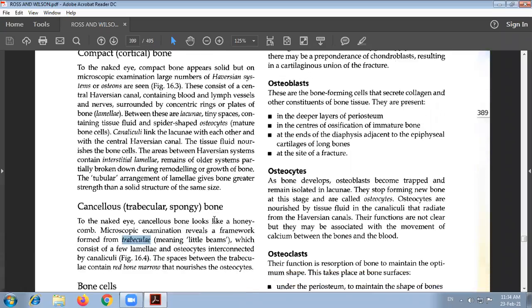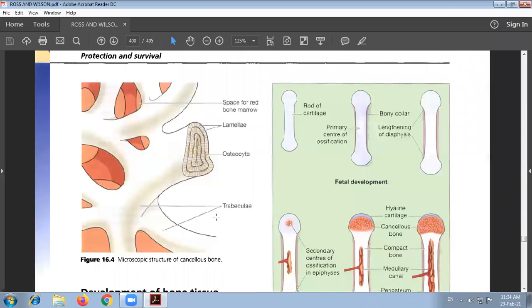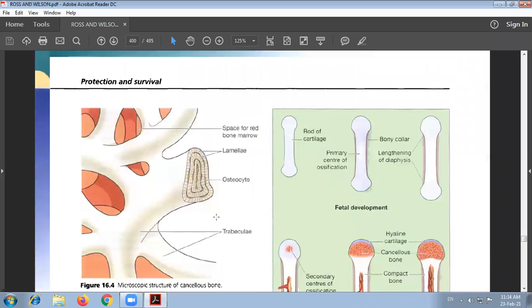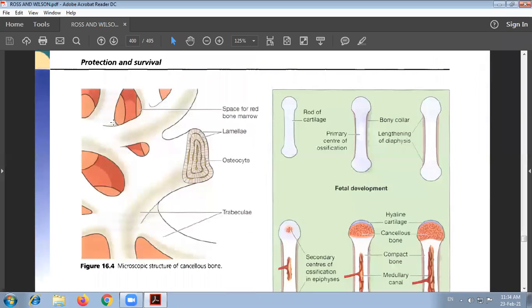Let us see the different types of bone cells which are present in our bone. So here in this diagram you can see the trabeculae, the microscopic structure of the cancellous bone. Here you can see the honeycomb structures. You can see the spaces for the red bone marrow, and the red bone marrow supplies the osteocytes with nutrients, and they get nourished with this bone marrow.